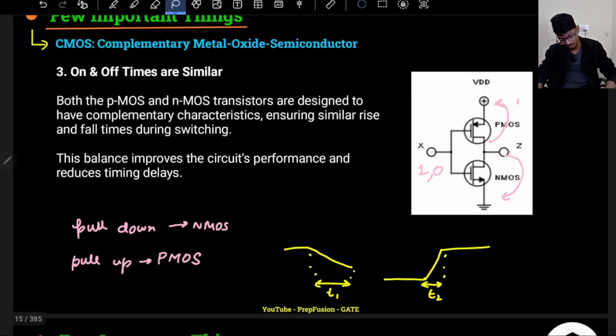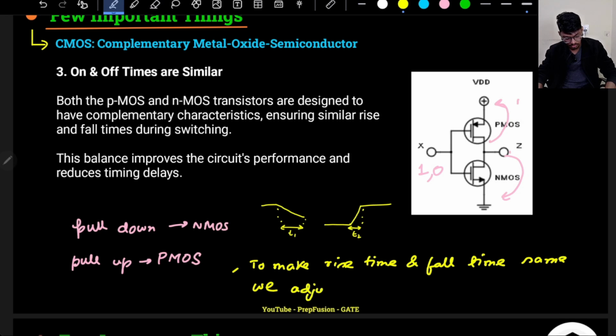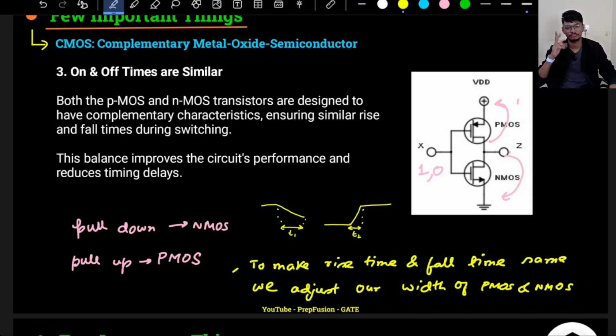So what we do, I will write here: to make rise time and fall time the same, we adjust our W by L ratio. We cannot adjust L, actually we don't have control over the L, but we will adjust the width of PMOS and NMOS. So to make it symmetrical, although they are almost symmetrical, we have the control to adjust the rise and fall time. That's why this is very good.